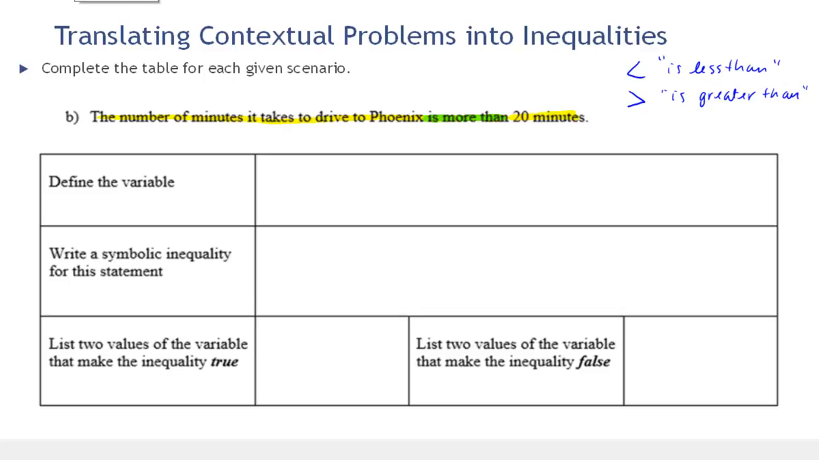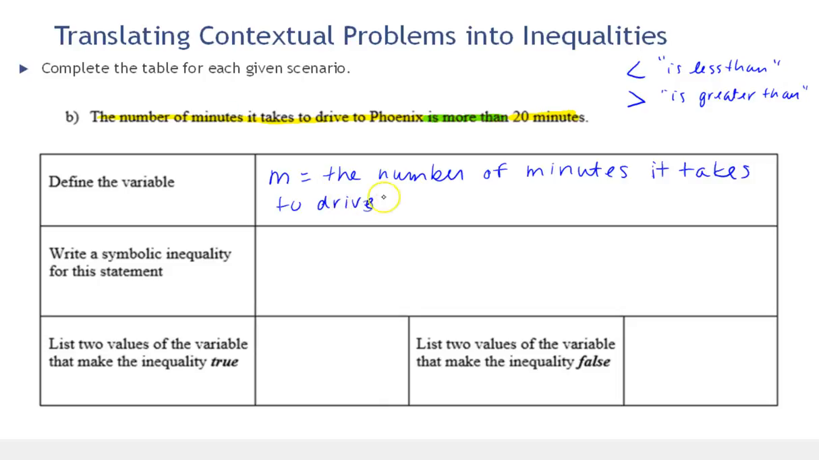The amount that varies, or that we don't know, is the number of minutes it takes to drive to Phoenix. So let's call that M for minutes. M equals the number of minutes it takes to drive to Phoenix. Again, I'm trying to be very specific. You don't want to just put M equals minutes.